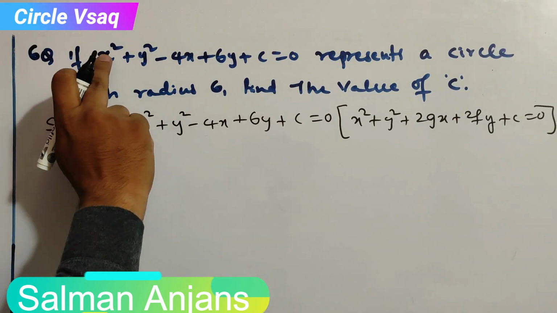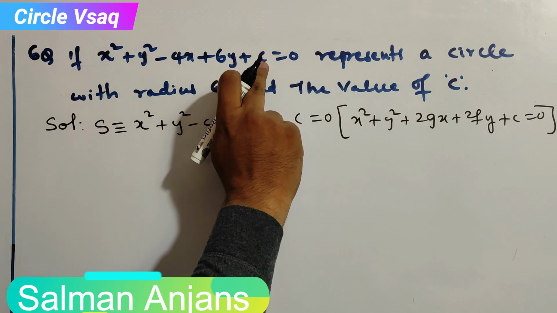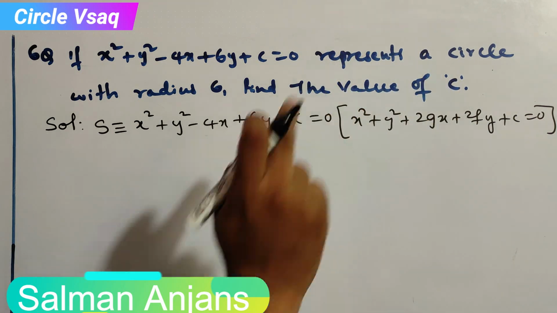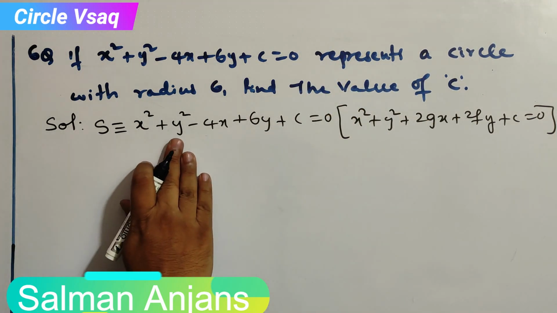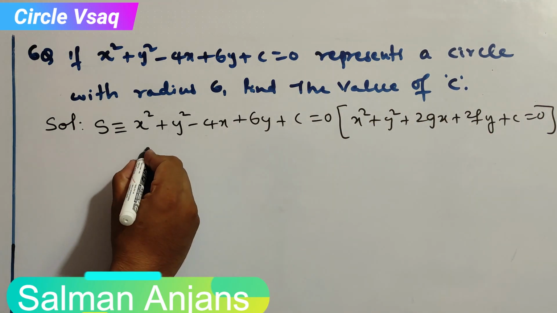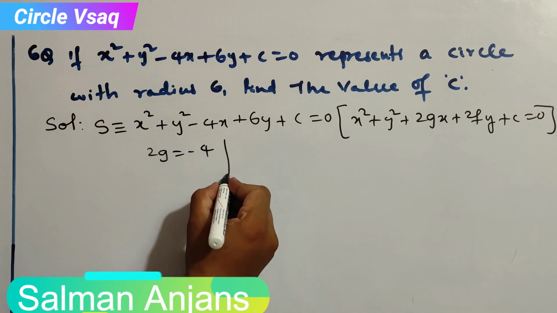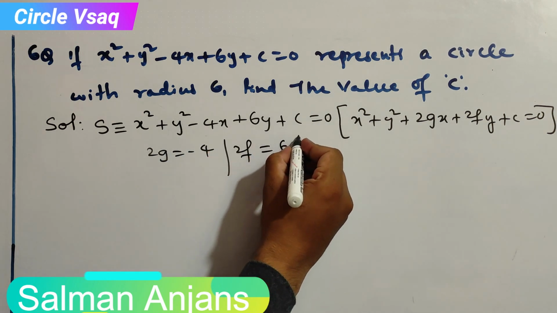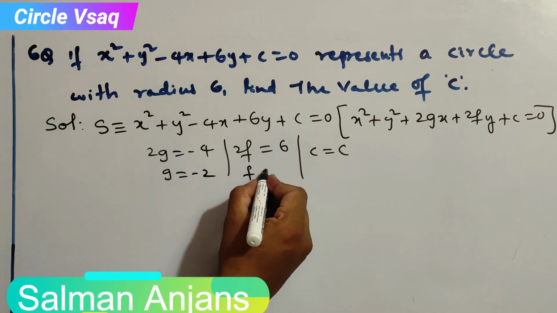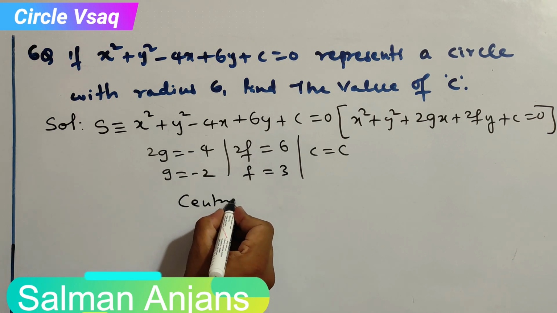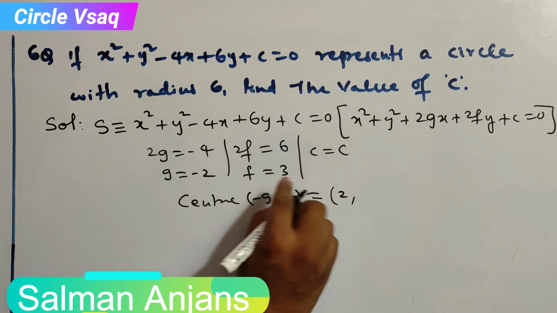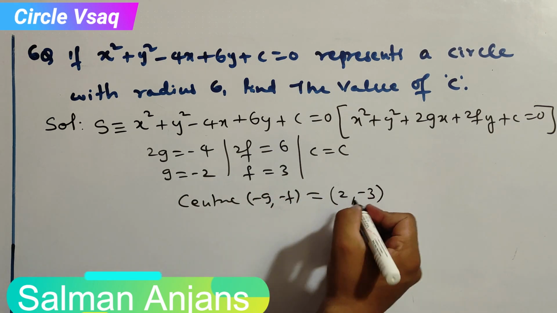Now sixth question is, if x square plus y square minus 4x plus 6y plus c equals 0 represents a circle with radius 6, find the value of c. Given circle x square plus y square minus 4x plus 6y plus c equals 0, if you compare with the general form, value of 2g equals minus 4, that is x coefficient, value of 2f equals 6, y coefficient, and c itself. Then g equals minus 2, f equals 3, center minus g comma minus f, g is minus 2, minus g is plus 2, f is 3, minus f is minus 3.